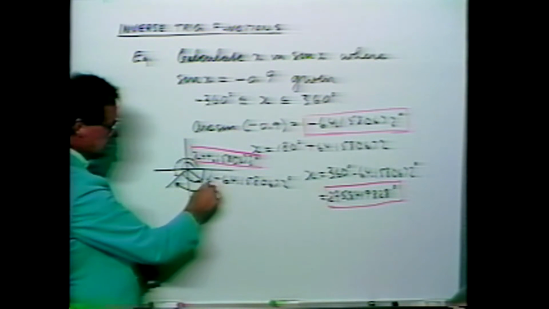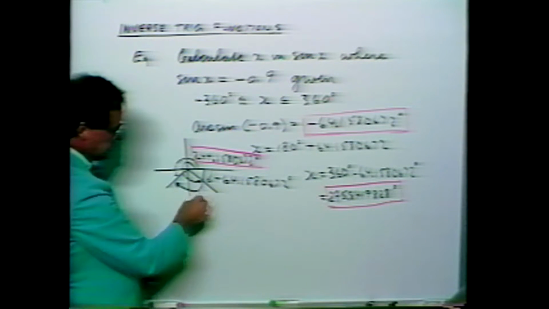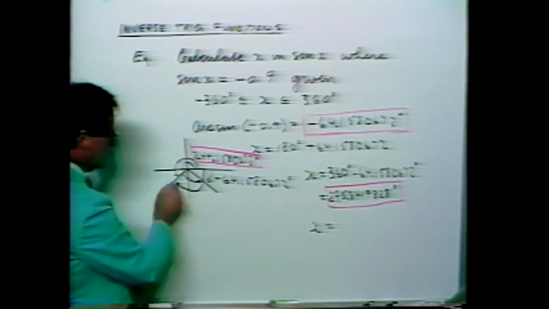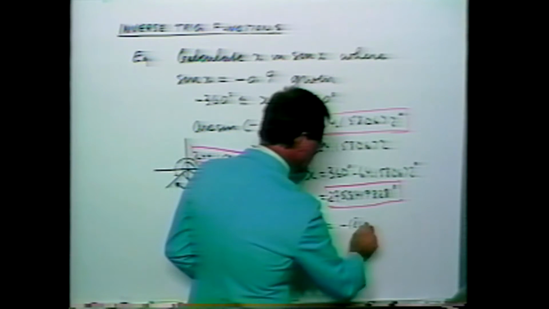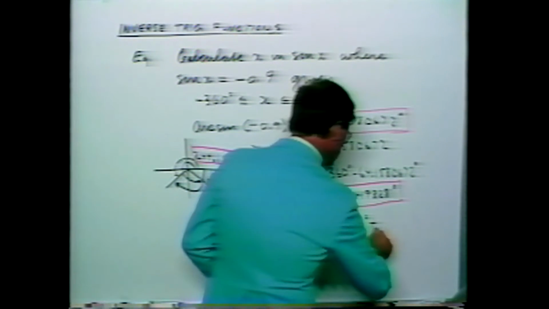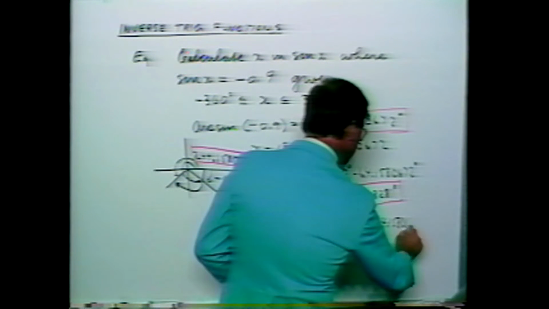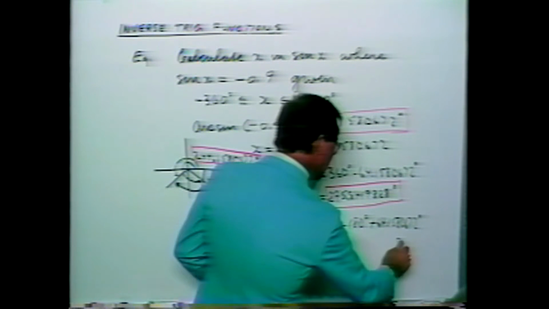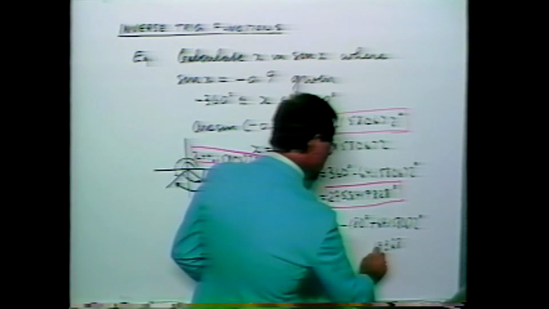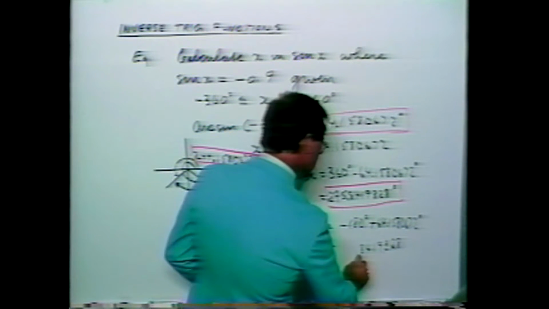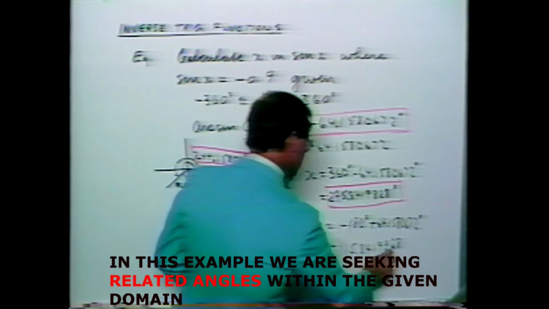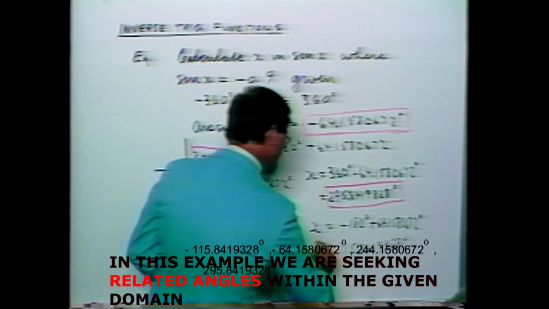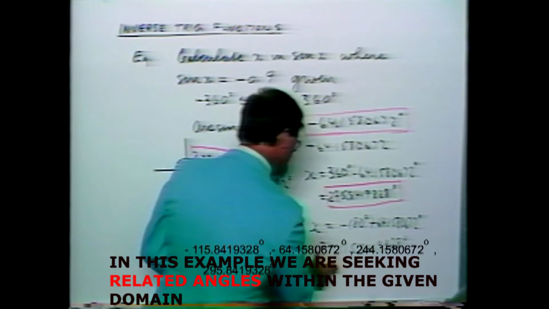And in this last result, which is this rotation angle, you can see that x equals negative 180 degrees plus 64.1580672 degrees, and this results to the answer negative 115.8419328 degrees for the value x.